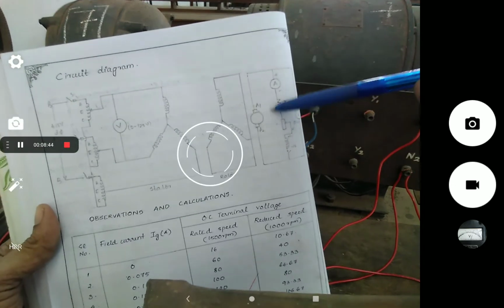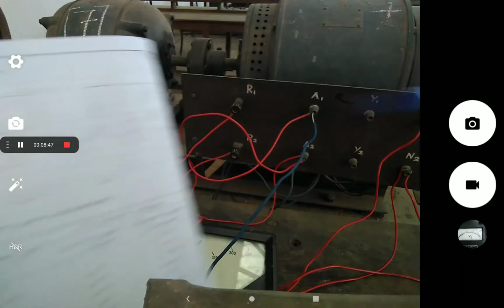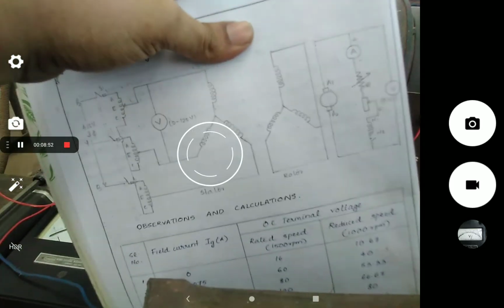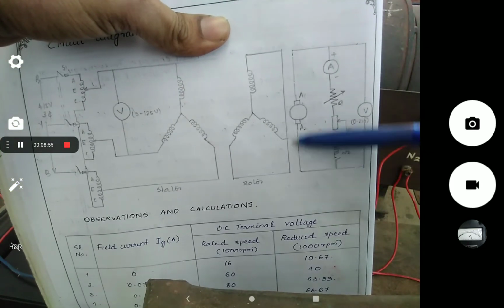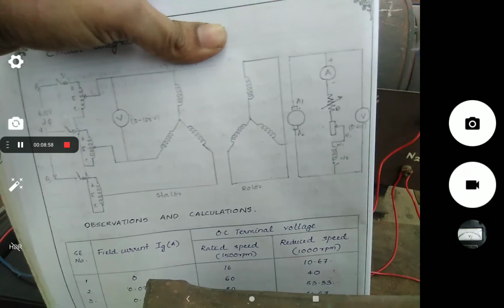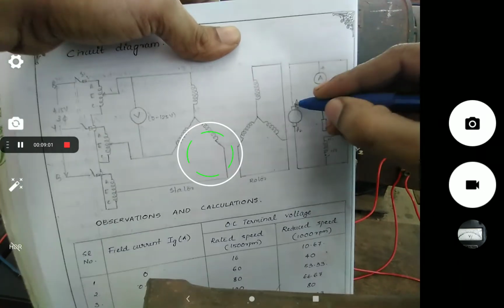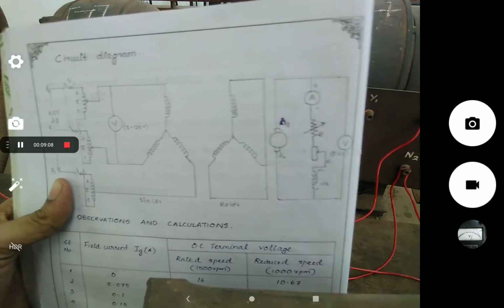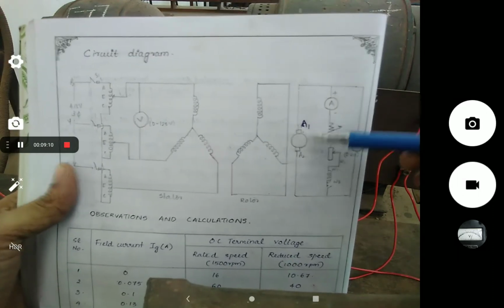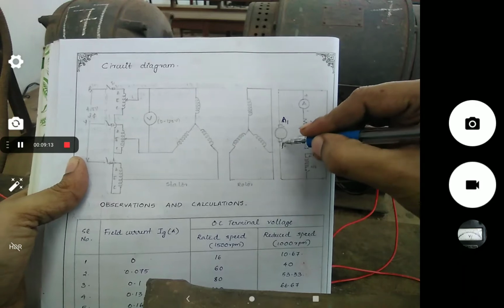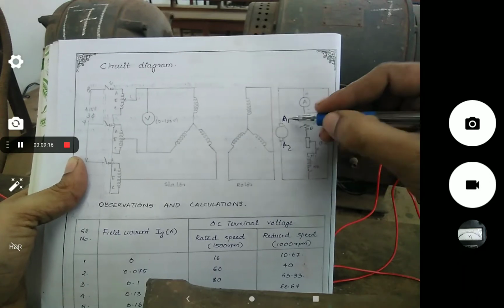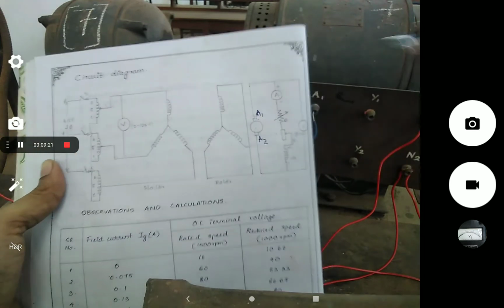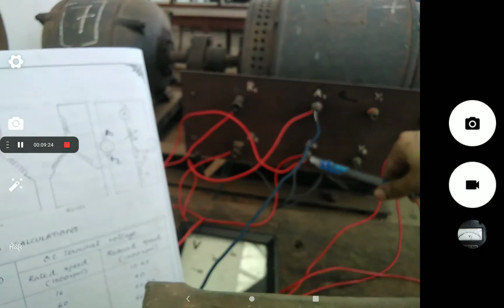Okay, and we have these points A1, A2, N1, N2 on the panel board itself. So we have to connect only this much portion. Here you can see the points A1 and A2. This is A2, this is A1, and this symbol is the symbol of armature. So armature end points are A1 and A2 here.